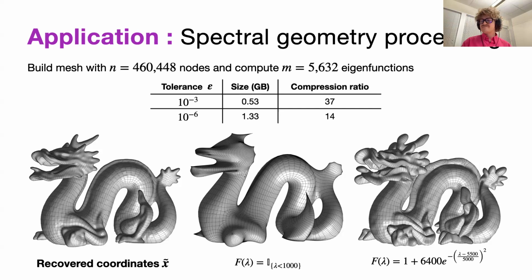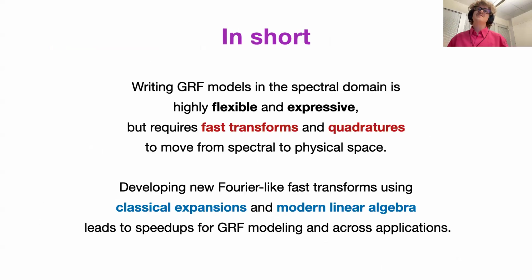Okay, so to summarize and bring everything together, the central idea is that writing Gaussian random field models in the spectral domain is highly flexible and expressive, but it requires fast transforms and quadratures to move from spectral space, where the model is defined, to physical space, where the data live. Right? But by developing new Fourier-like fast transforms, using either classical expansions in the case of the Hankel transform or modern linear algebra in the case of the manifold harmonic transform, we can see speedups both for Gaussian random field modeling as well as in other applications where we want to do harmonic analysis in these settings.